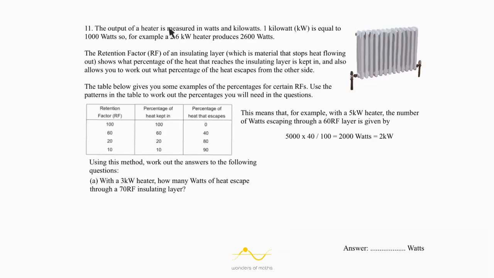The output of a heater is measured in watts and kilowatts. 1 kilowatt is equal to 1,000 watts. So, for example, a 2.6 kilowatt heater produces 2,600 watts.